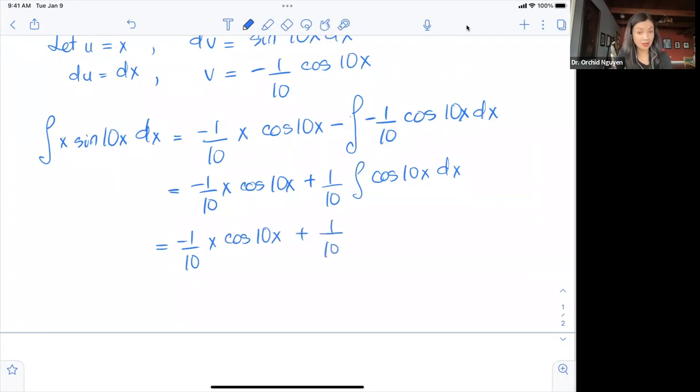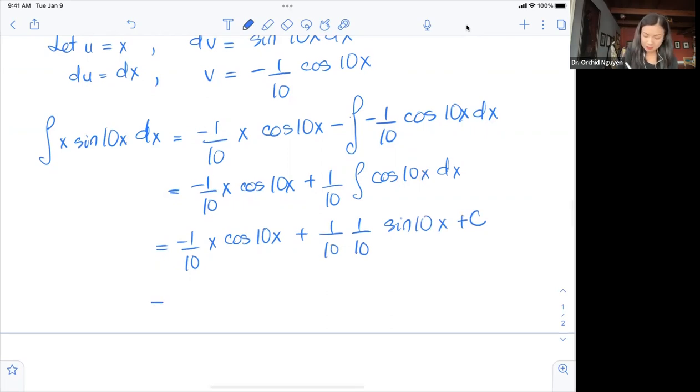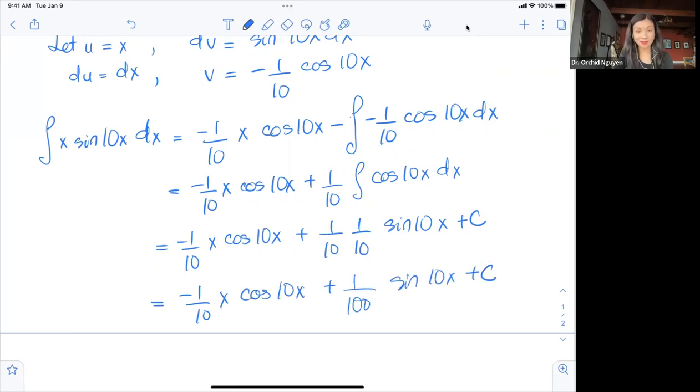So we end up with negative 1 over 10 x cosine 10x plus 1 over 10. And then I have to take care of that 10 right here. So it's going to be another 1 over 10 sine of 10x plus c. Let's clean it up. So we have negative 1 over 10 x cosine of 10x plus 1 over 100 sine 10x plus c. And that's your final answer.